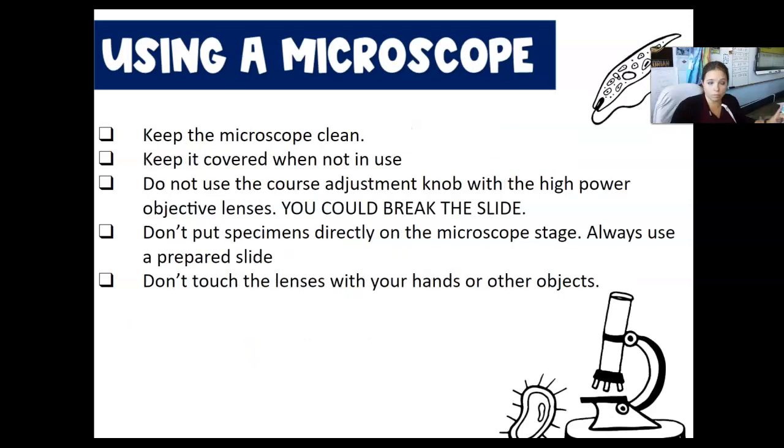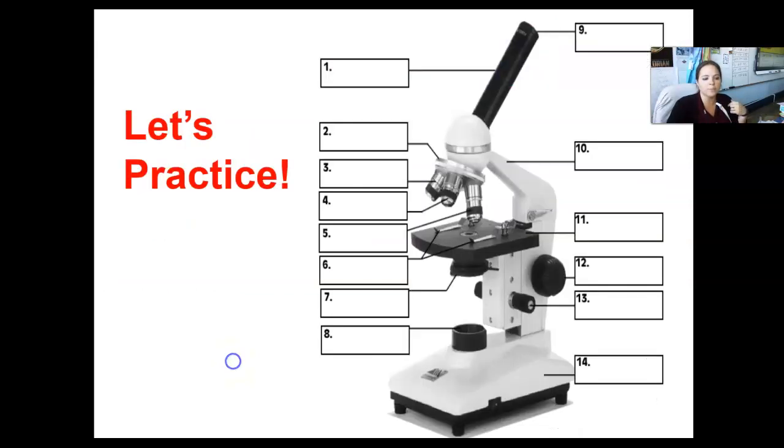Keep the microscope clean. Keep it covered when not in use. Do not use the coarse adjustment knob with the high power objective lens. You could break the slide. That's what I told you before. Don't put the specimen directly on the microscope stage. Always use the prepared slide. Don't touch the lens with your hands or any other object. You could cause fingerprints or something to get it smudgy.